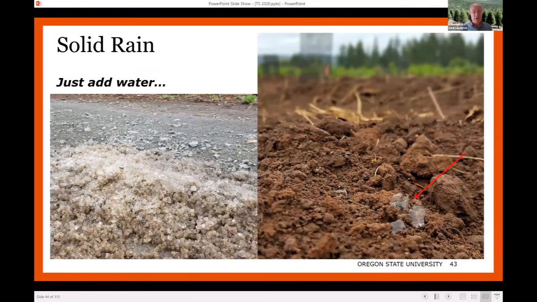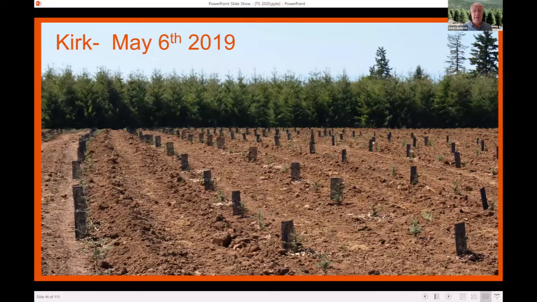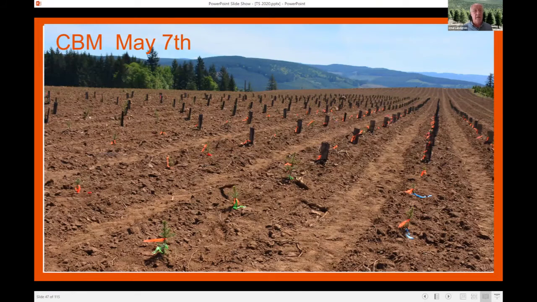Solid Rain, this is what it looks like after it swells up and forms a gel after a rain or when it absorbs water. The hope is that it will release the water to the tree roots as the tree needs it. We used shade again, and just used wood chips on both the CBM site and at the Kirk company site in Molalla. That's what the Kirk company site looked like on May 6th, and that's what the CBM site looked like on May 7th.